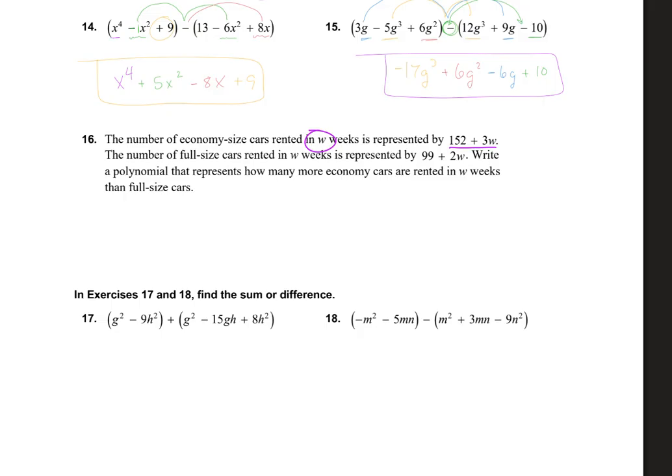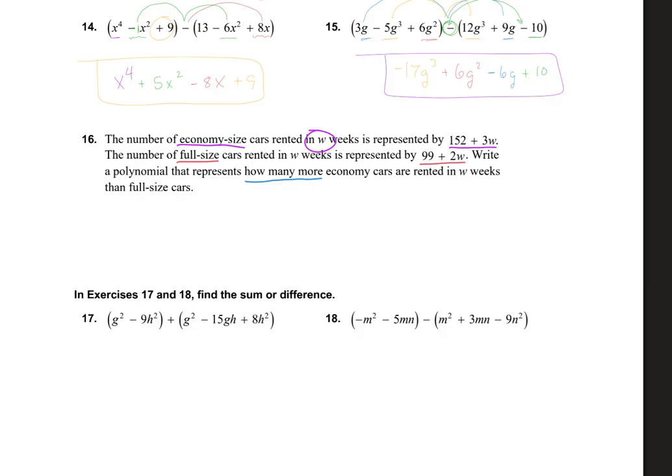The number of economy-size cars rented in W weeks is represented by 152 plus 3W. The number of full-size cars rented in W weeks is represented by 99 plus 2W. So here I'm going to do some underlining. Okay. Write a polynomial that represents how many more economy cars are rented than full-size cars.